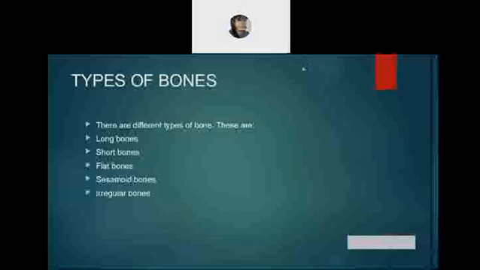So in bones also there are different types of bones, and these are long bones, short bones, flat bones, sesamoid bones, and irregular bones. Please note it down. Are you all noting it down? Do you have a pen and a copy with you? Okay, let's move to the next slide.